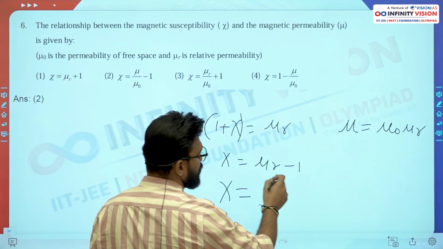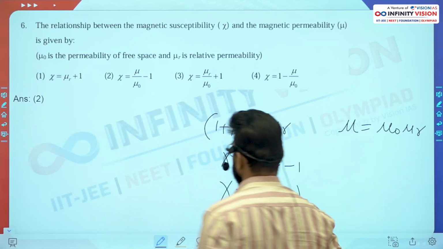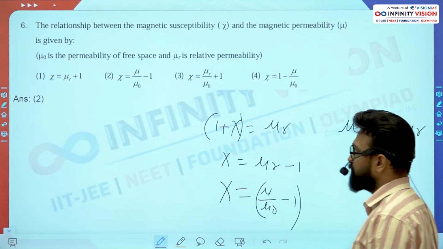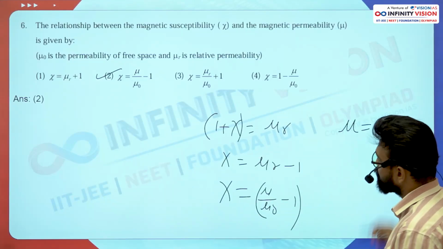Susceptibility comes out to be, what is mu r? Mu r is mu by mu naught, minus 1. So this is the answer that we are getting. That means the second option would be the correct option. Okay. Moving on to the next question.